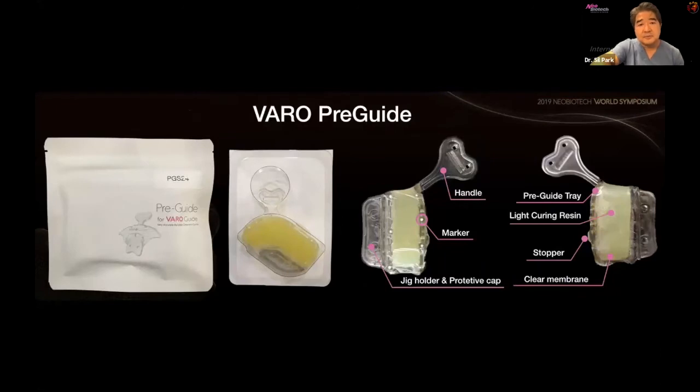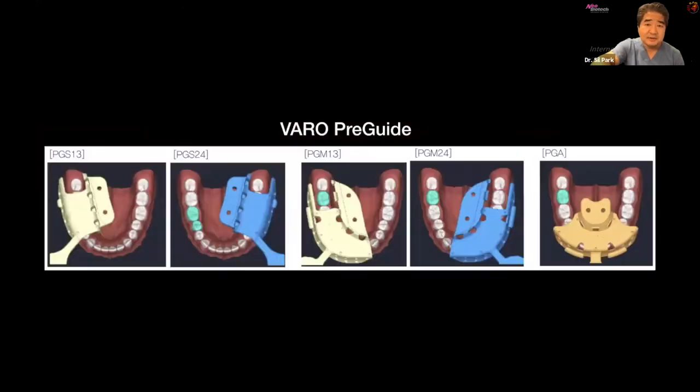So let's look at the pre-guide more closely. The pre-guide comes in an individual package like that, and you can choose the proper size and shape. As you can see on the right side, there's a handle, a marker, and a specific jig. And also there is a resin, the photo-activated, light-activated resin, and also a clear membrane on it. That clear membrane basically prevents any rocking intraorally. I'm going to share more detail with you later.